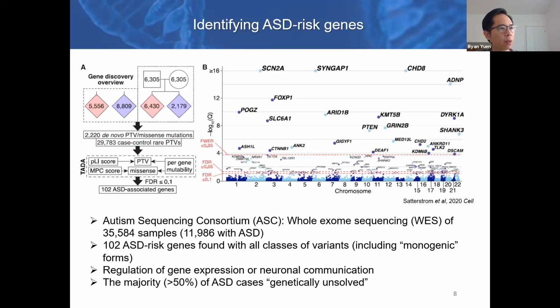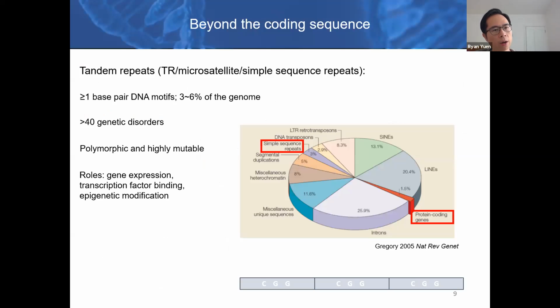But again, even with all this effort, there's still a majority of the cases that remain genetically unsolved. I'd say more than half of them, even with the current large-scale studies. So the question becomes, where can we find the rest of them? And could there be other ways to identify these loci without only looking at the coding region of our genome?